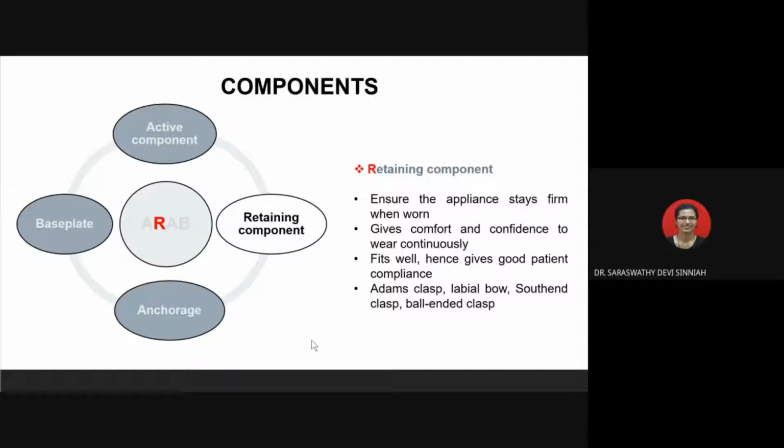Adams clasp, labial bow, South end clasp and ball-ended clasp are a few examples of retaining components. The selection depends on the stage of eruption of the teeth that is going to be retained or clasped and the movement that is desired.